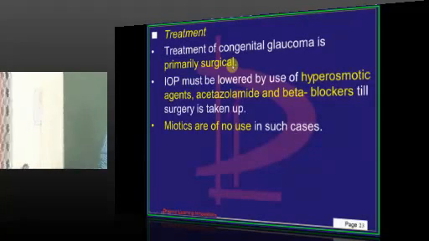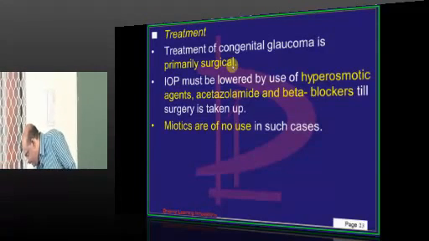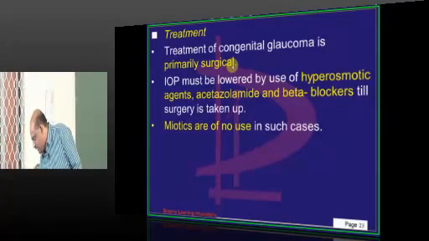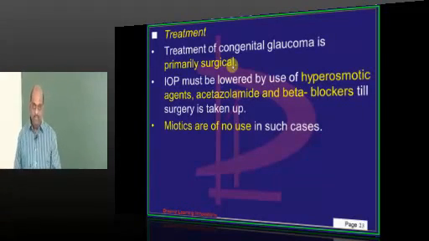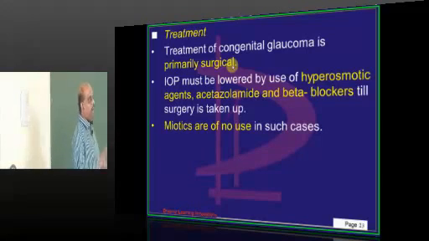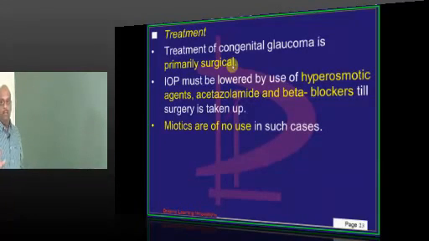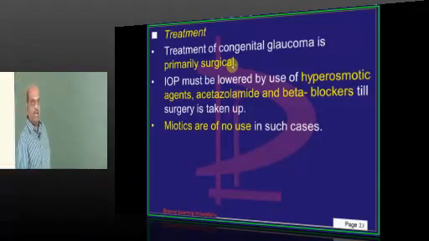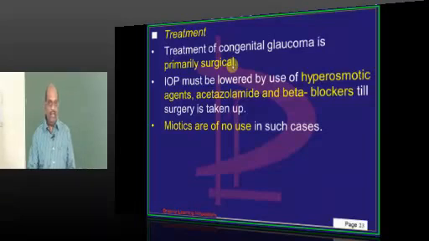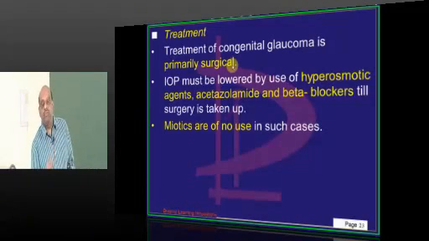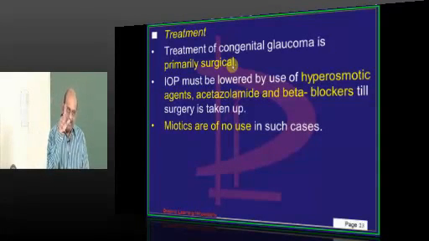Now, how do you want to treat congenital glaucoma? Very good. Today we have some new friends, Dr. Richa and Dr. Suren. It is mainly surgical to treat. We give hyperosmotic agents, acetazolamide, beta blockers until the surgery is taken up. See, if you look at the various glaucoma drugs, what is the missing glaucoma drug here? Pilocarpine is not there. So, miotics have no role in the management of buphthalmos. This is another favorite MCQ of the examiner.